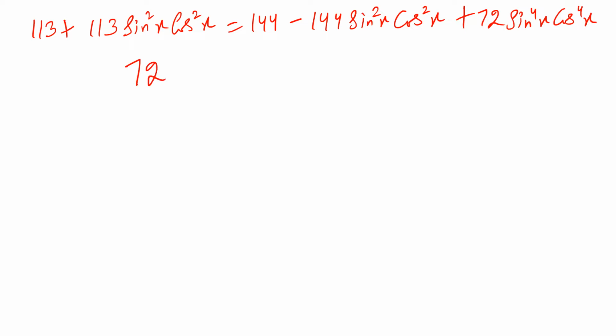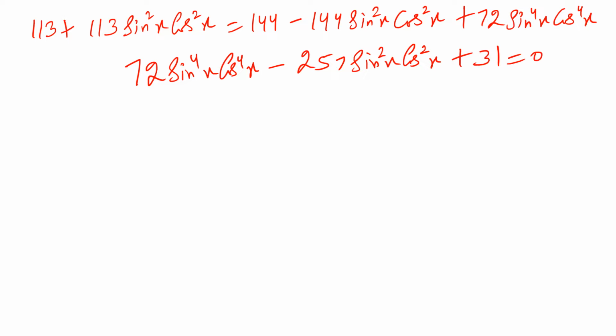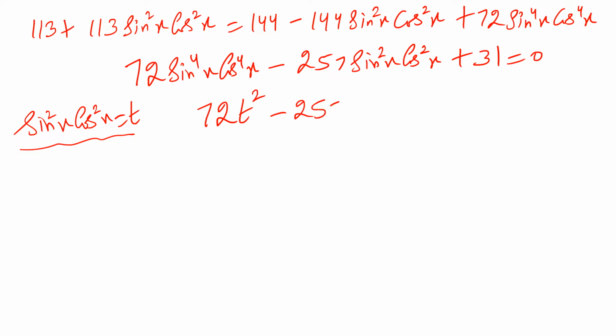Now just take the terms on the left hand side to right hand side. So the equation becomes 72 into sine x power 4 into cos x power 4 minus 257 into sine square x into cos square x plus 31 equal to 0. Right? Now students, if you look carefully and put sine square x into cos square x as t in this equation, then you can clearly notice that this equation will get transformed into a quadratic equation: 72t square minus 257 into t plus 31 equal to 0.